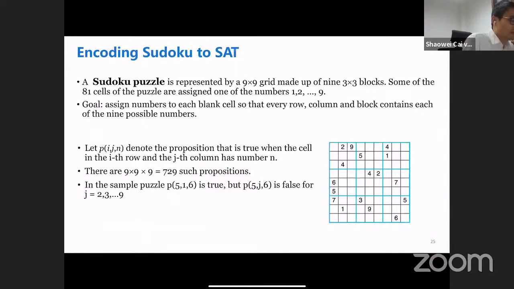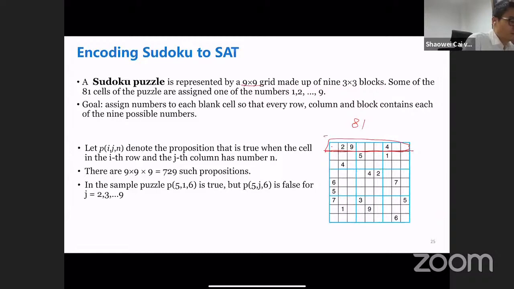Now let's solve another game called Sudoku. In this game, we are given a square with some cells. For example, here is a 9 by 9 grid, and in this 9 by 9 grid, we have 81 cells. Then there are some constraints. First, we need to assign each cell a number, and to ensure that each cell in a row is different.